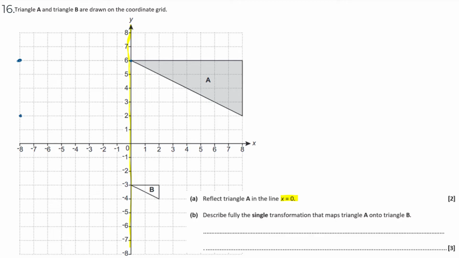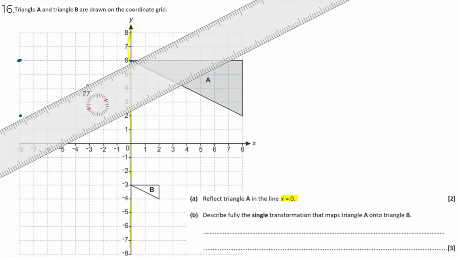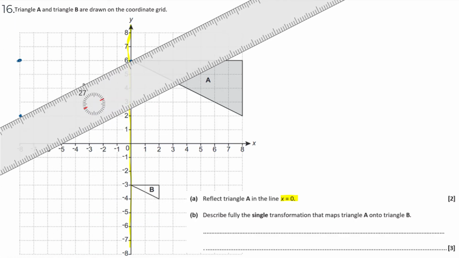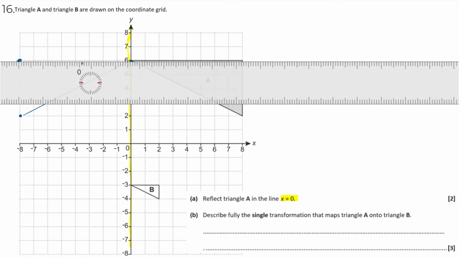Okay, so once I've got my points, I reflect the points, not the lines. If you try and reflect the lines, you're going to mess up. So work out where the points go, and then join your points together with lines. Okay, it's the easiest way of doing it.